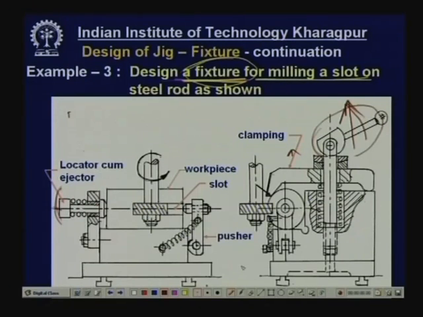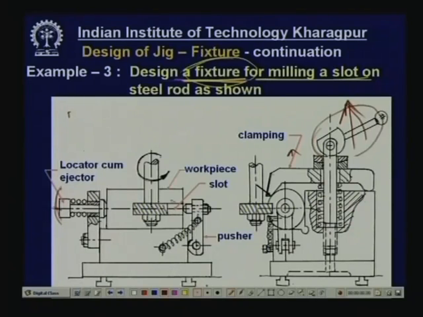Again, I remind you that so far our discussion today has been on the design of the configuration and the principle of working, fulfilling the basic requirements like locating, supporting, clamping, tool guide, ejection, etc. But friends, what is design? This is comprised of a number of elements, and all these elements have to be designed. Design means selection of the material and then the dimensions of the parts, such that these parts will not fail mechanically under the action of the forces coming from the operation.